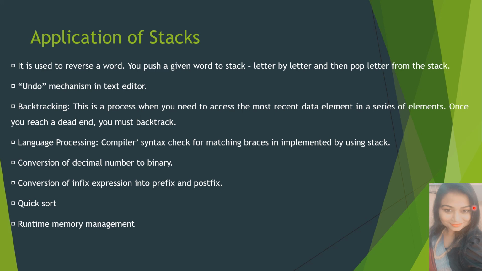The second application is the undo mechanism in a text editor. We enter some text, and if any mistake occurs, we can undo it in the text editor. So this is the second application. Third one, backtracking. What is backtracking? This is a process used when you need to access the most recent data item in a series of elements. Once you reach a dead end, you must backtrack. This process is called backtracking.